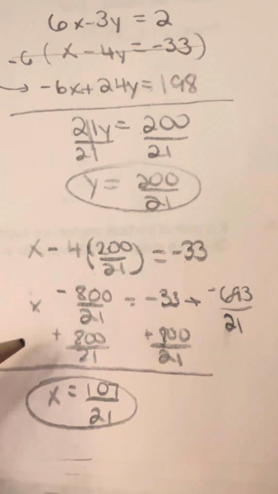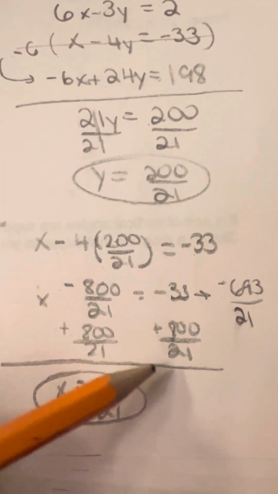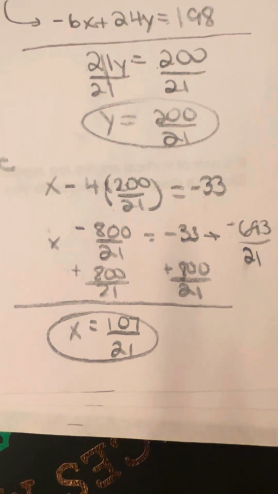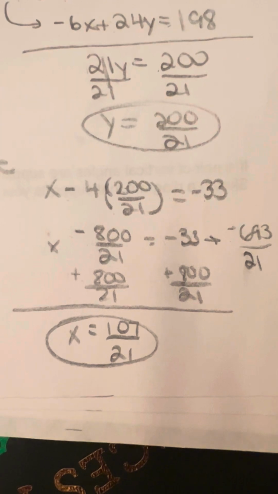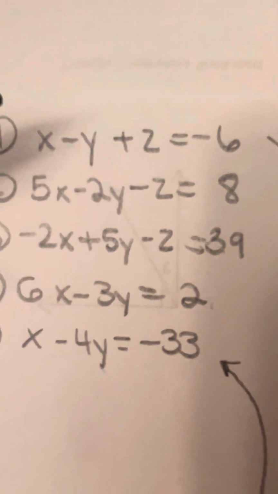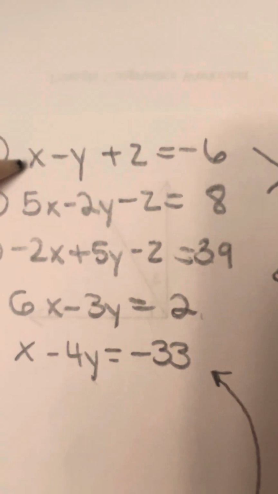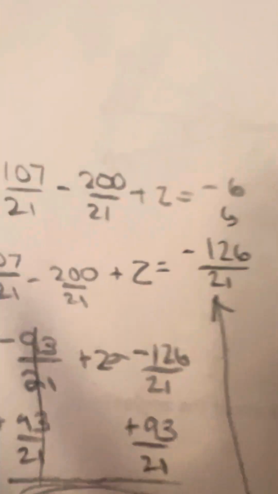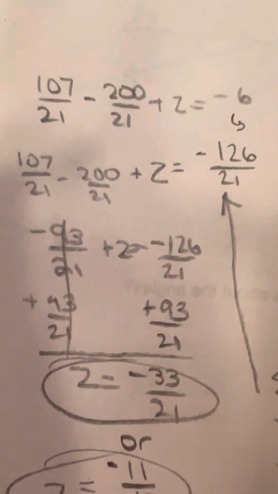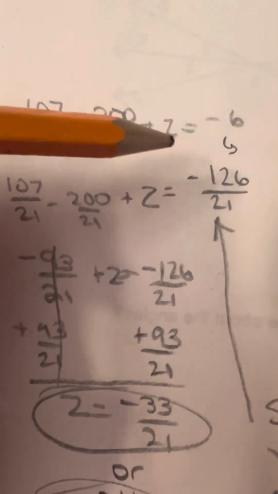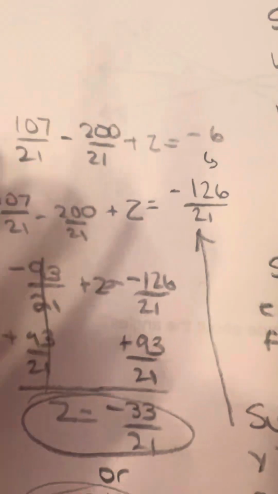So now I can combine like terms. I have to add 800 21sts to both sides, and then you end up getting x equaling 107 over 21. So that's 2 of my variables. Now I'm going to go all the way back up here to originally the first equation. Now that I have x, now that I have y, all I got to do is solve for z. So down here, I'm going to solve for z, plugging in my x value here, my y value here, and then we're going to do plus z equals -6.